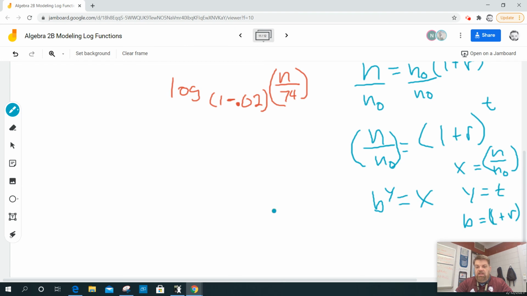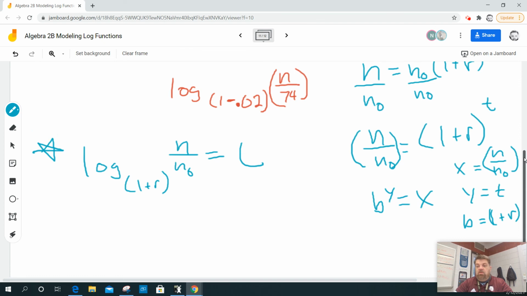So then if I write the log of that, I'm going to get the log of my base, which is 1 plus r, of x, which is n over n naught, which is equal to t. So that's how I came up with that. Okay, well, that's not a good start. We have to draw a better start.